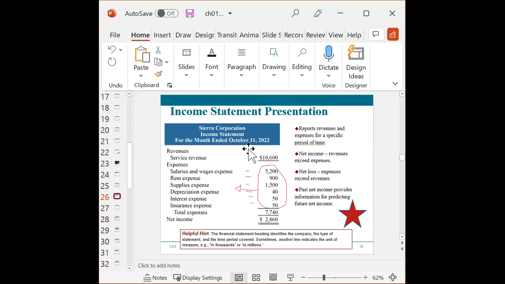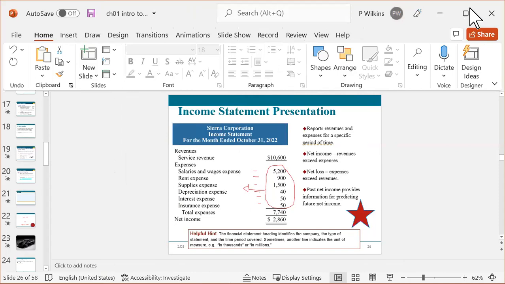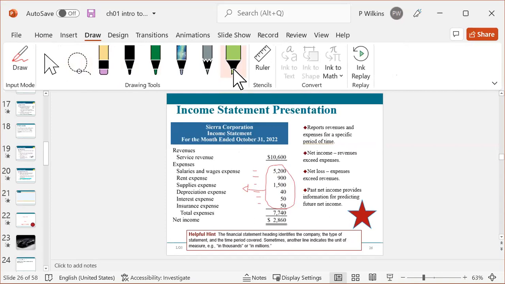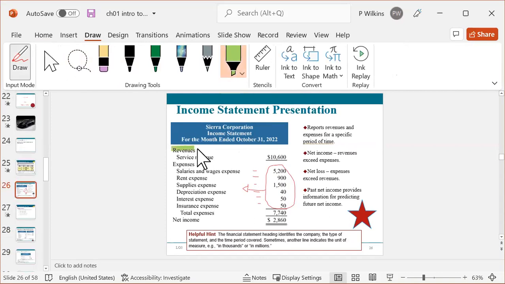So the financial statement always starts with revenues, and the revenues have a title. Okay, the sections are titled. So you're going to put a title over the revenue section, and it's going to be called revenue. And right now we are only dealing with service revenue.